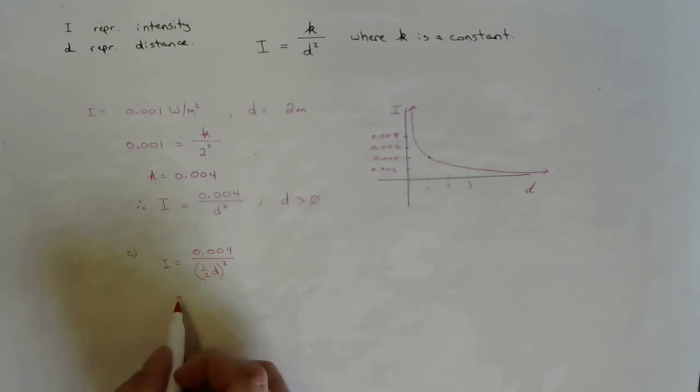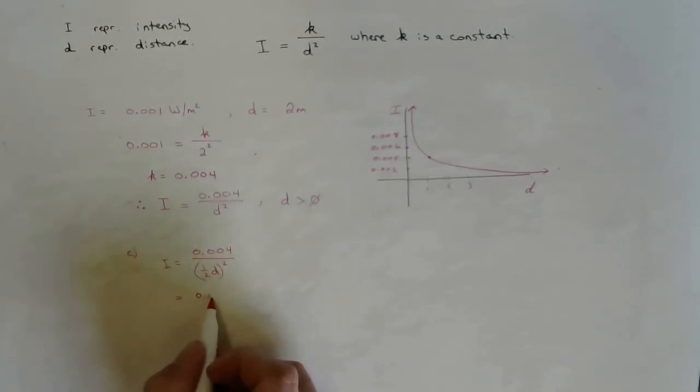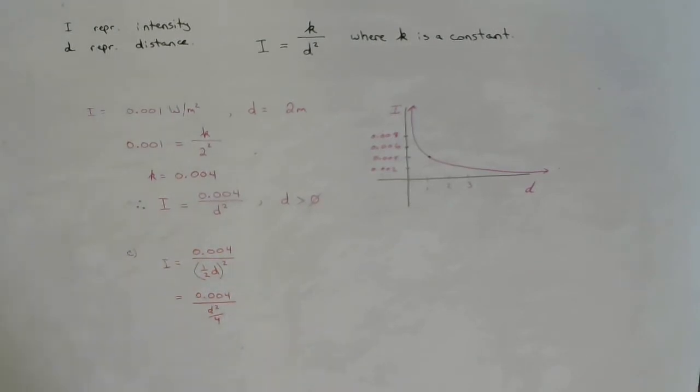And we can simplify that on the right-hand side here. The numerator is still 0.004, but the denominator, if you take 1/2 and square it, you get 1/4, and you take d and square it, you get d squared. So you're looking at 1/4 d squared, or d squared over 4.